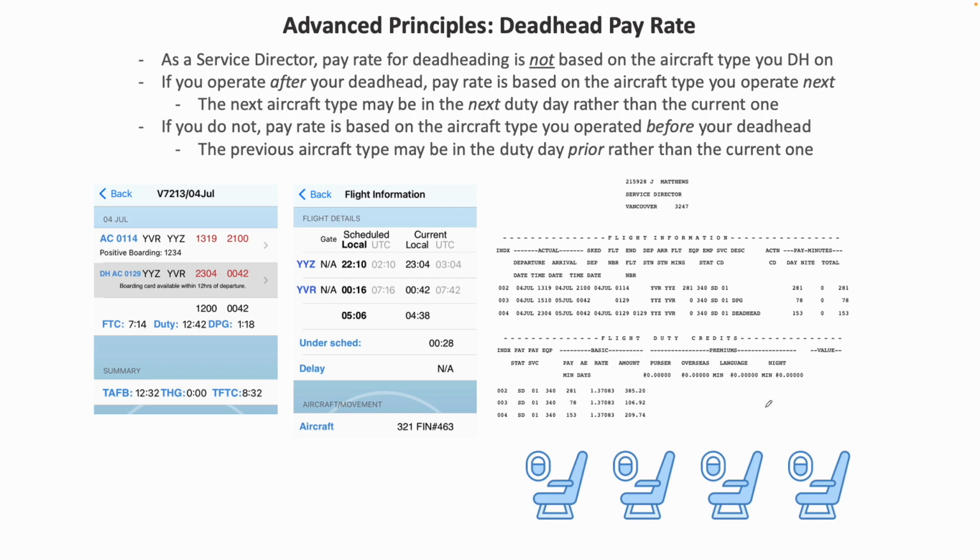Now let's have a look at deadhead pay rate. As a service director, when we are deadheading, the rate of pay per minute is not based on the aircraft type you are actually deadheading on. If you operate after your deadhead, the pay rate in effect for your deadhead is based on the aircraft type you operate next. That's the default rule. The next aircraft type may be in your next duty day rather than your current one, assuming it's a multi-day pairing.